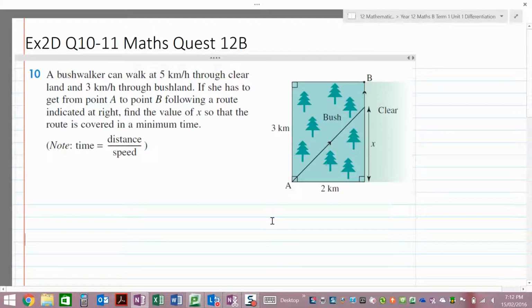Okay, a few more of these questions. So, question 10 of exercise 2D. A bushwalker can walk at 5 kilometers an hour through clear land and 3 kilometers an hour through bushland. So, if she has to get from point A to point B following a route indicated at right, find the value of x. So, find this distance so that the route is covered in minimum time.